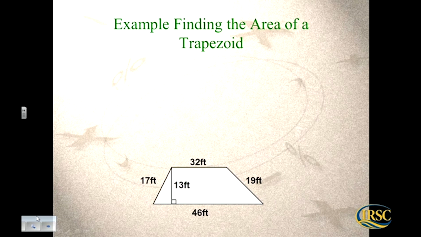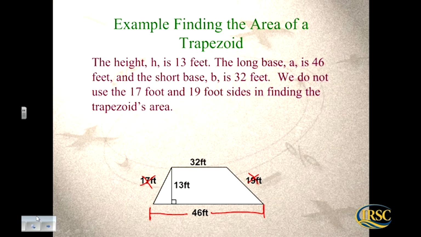So which numbers are not needed for this problem? 17 and 19, good. So we do not need these to find the area. Again, assuming that 46 is the entire base. So the height is 13, the long base is 46, and the short base is 32. And we don't use the 17 and the 19. So substituting it into our formula, we have 1/2 times 13, and in parentheses, 46 plus 32. So again, don't forget order of operations. Do what's inside parentheses first.